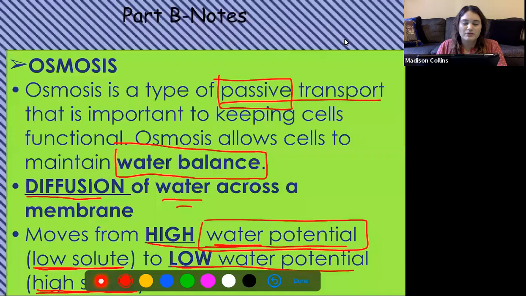I know you're probably thinking, what the heck is Ms. Collins talking about? That makes no sense. But I'm going to put a pause on that question until we get to the next slide, where you guys are able to see a picture of what this looks like. Okay, but don't panic. All you need to know is that osmosis is water moving from an area of high water potential down the concentration gradient to an area of low water potential.